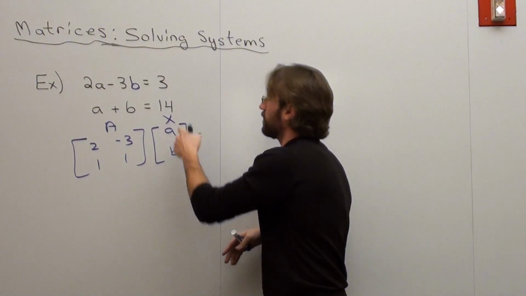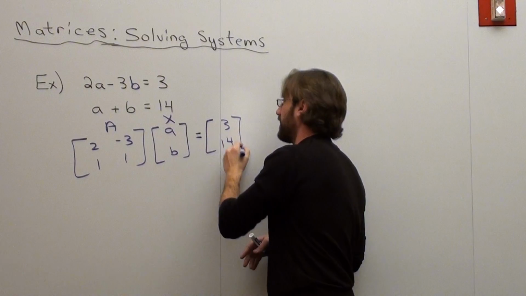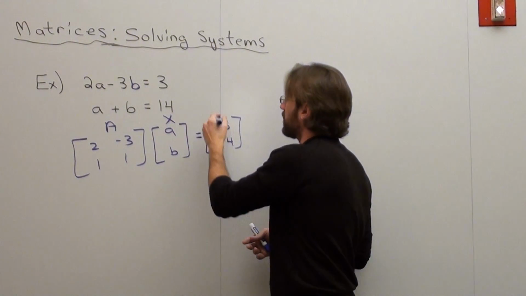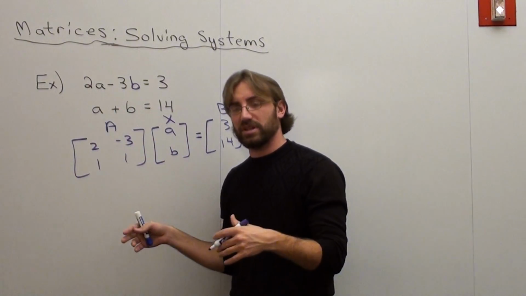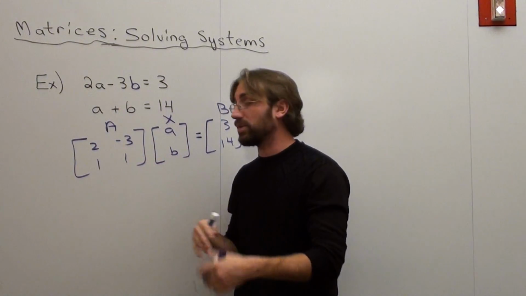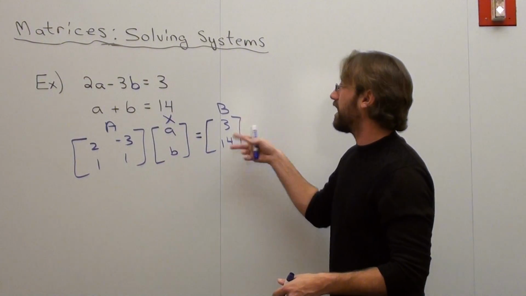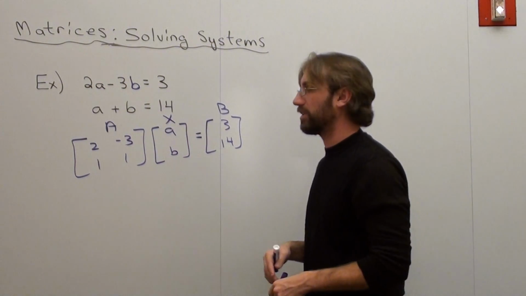And that's equal to 3 and 14. 3 and 14 is called a constant matrix because they're constants, there's no variables with it. And we're just going to call that B. So our coefficient matrix is the numbers in front of the variables. Our variable matrix is the variables itself. And our constant matrix is whatever it's equal to.